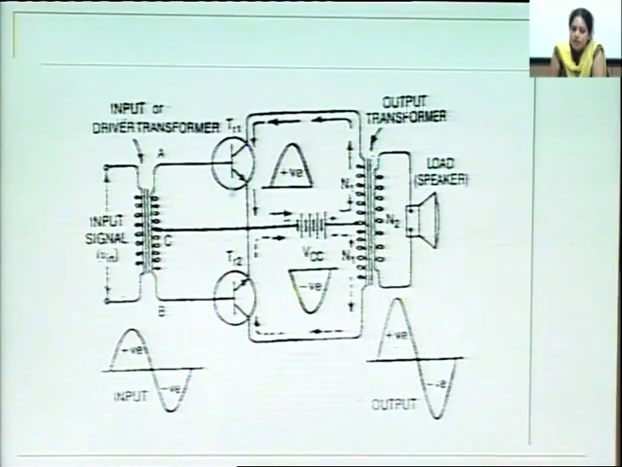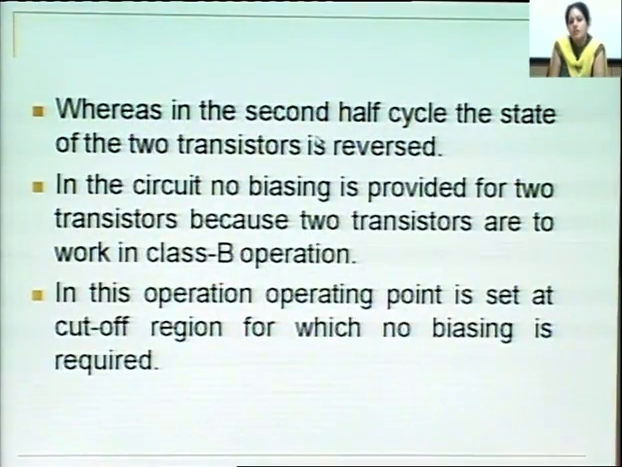The concept of this push-pull arrangement is that during the positive half cycle this transistor will be on, it will be pushing, and this transistor will be off, it will be pulling. But during the negative half cycle this transistor will be on, that is pushing, and this transistor will be off, it will be pulling. That is the push-pull amplifier, whereas in the second half cycle the state of the two transistors is reversed.